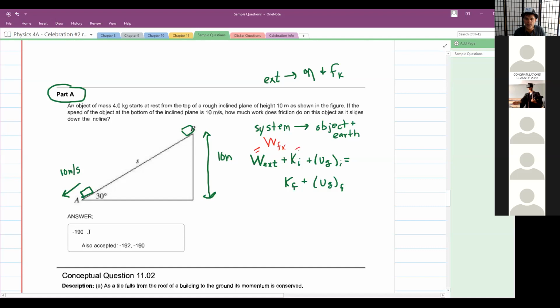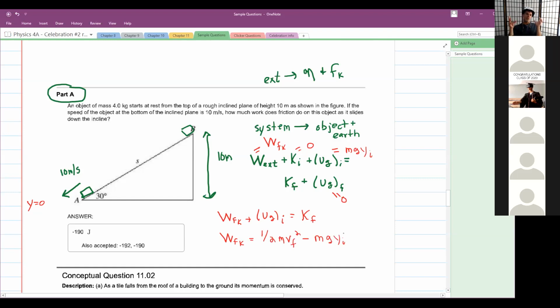The object started from rest, so it has no initial kinetic energy. And one thing I didn't do is define my y equals 0. So here I'm going to define y equals 0 at the very bottom, which means it ends with no gravitational potential energy, but it is moving. My initial gravitational potential energy is just mgy initial. So the work done by kinetic friction plus the initial gravitational potential energy equals my final kinetic energy. Or the work done by kinetic friction is 1/2 mv final squared minus mg y initial.